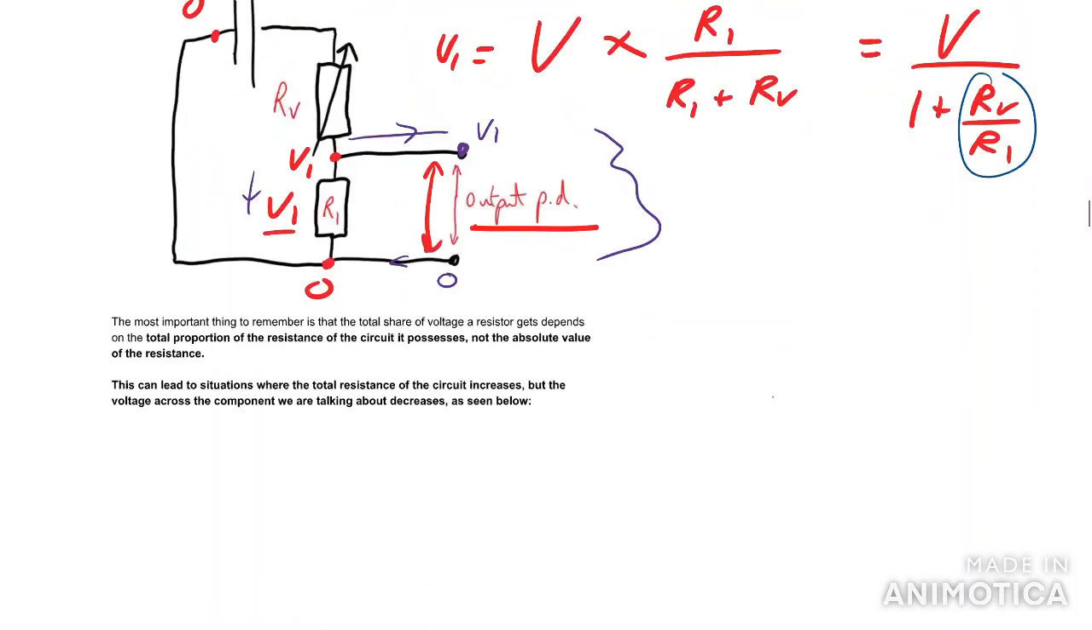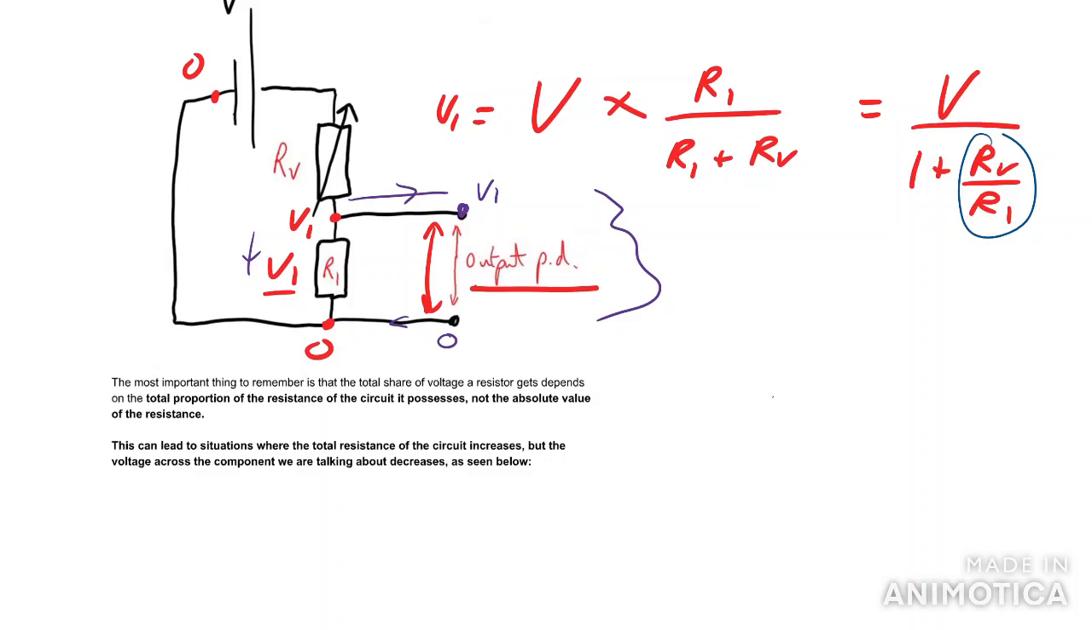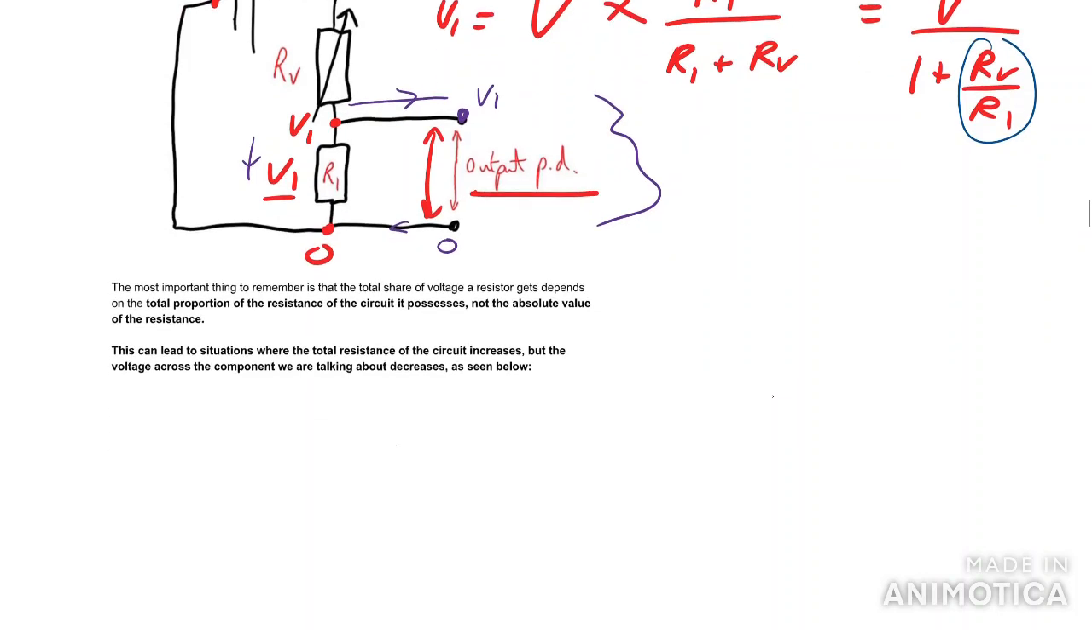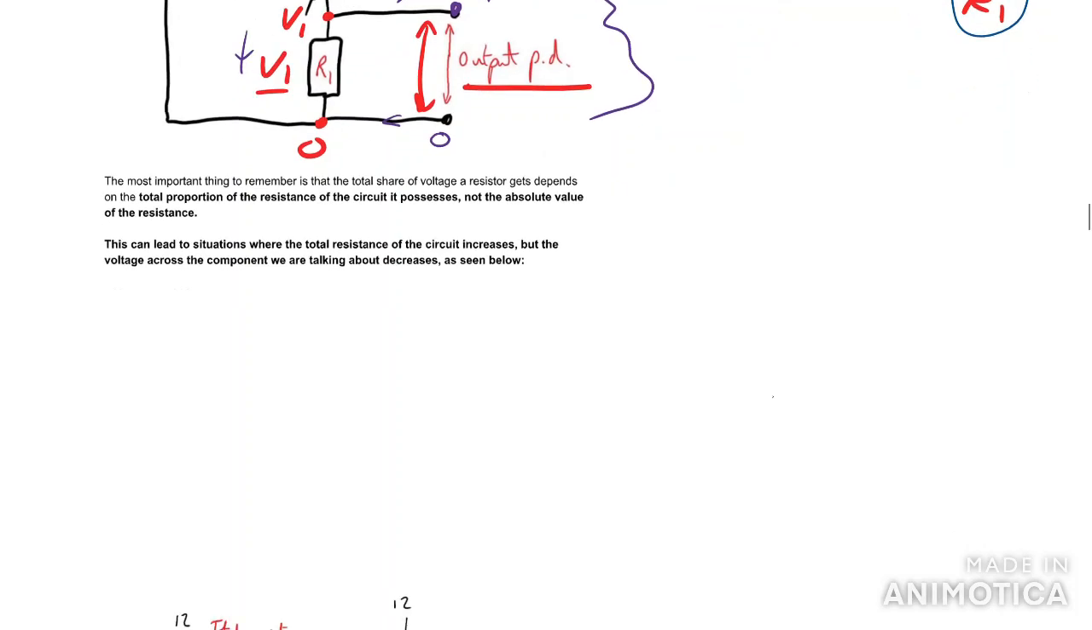So that's potential dividers, and just notice how simple it is. The most important thing is that you don't have to look at current. In a lot of circuit questions, if you find yourself not sure what to do, see what they've given you. If they've given you V and R, just ask yourself whether you even need to bother finding current, or whether potential divider setups would be a much quicker and simpler way of dealing with it. We'll look at a few questions involving that in a second.